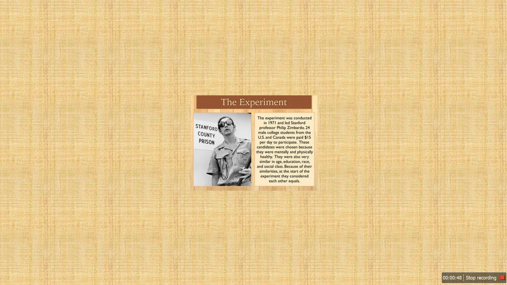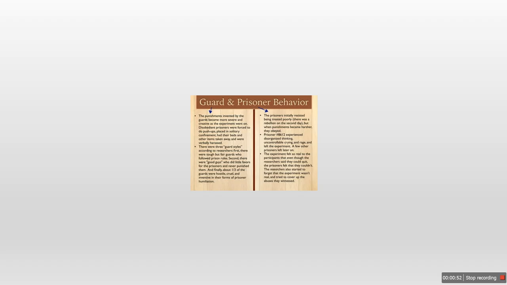24 male college students were selected from a pool of 75 volunteers. These participants were screened for psychological stability and physical health to ensure that no one with extreme personality traits was included. The participants were randomly assigned to two roles, guards and prisoners. Half of them were assigned to be guards, while the other half were assigned to be prisoners.